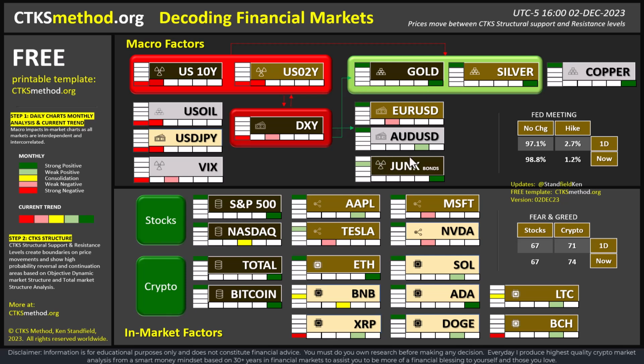We've seen risk-on activity in junk bonds just going nuts recently. That is a very good sign. When junk bonds are going crazily up, that's pushing positive momentum into the stock market and into the crypto market.